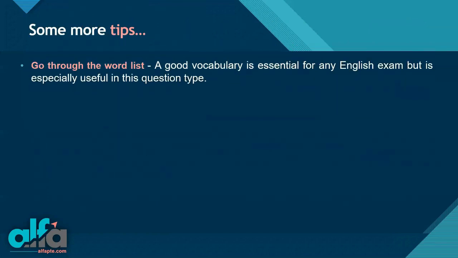Go through the word list. A good vocabulary is essential for any English exam, but it's especially useful in this question. So you can build your own vocabulary on alfa-pte.com. Every single time you find a word which is difficult, whose meaning you do not know, click on that word and then click on dictionary. You will know the meaning, and you will also have the option to add it to your vocab list. So this way you can build your own vocab list from the real exam questions.